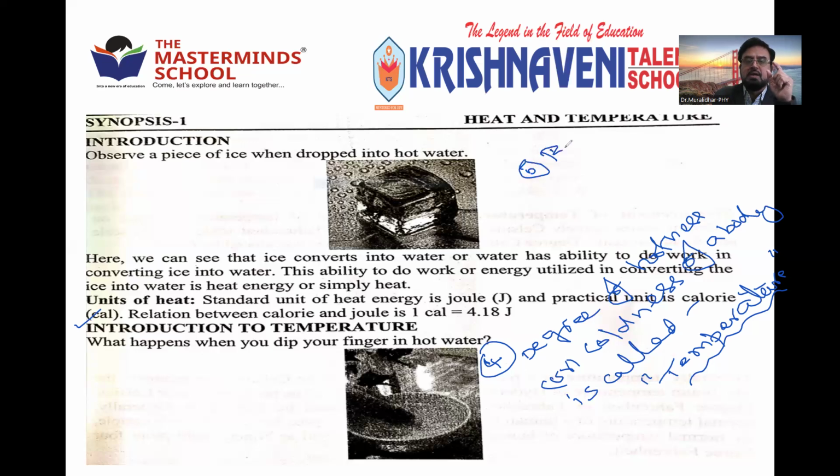Fifth point. Both heat and temperature are interrelated. Interrelated means they are directly proportional. When heat increases, temperature also increases. When heat decreases, temperature also decreases.